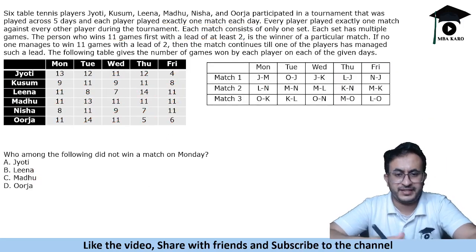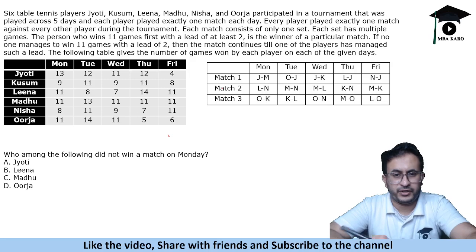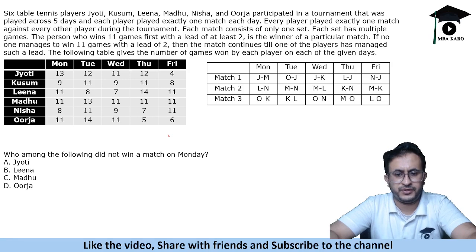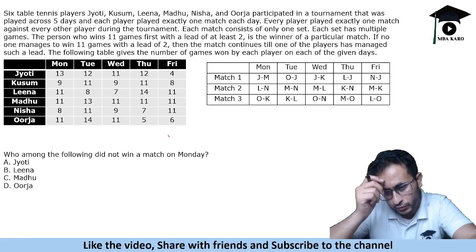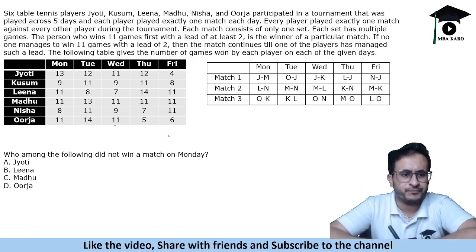Okay, so these matches are not necessarily in one particular order. It is just that on this particular day, 3 matches were played and what were the outcomes of the matches. Based on the score line, you can tell who wins which of the matches. Who among the following did not win a match on Monday?